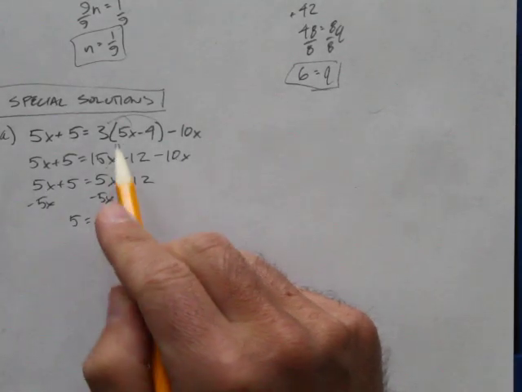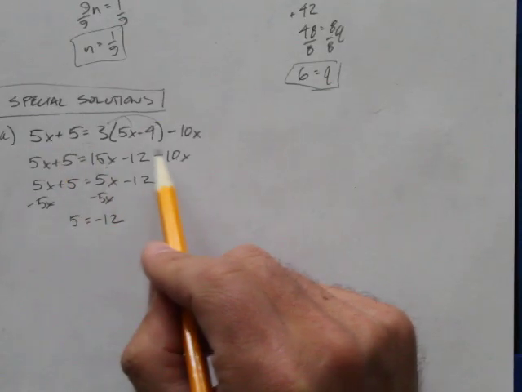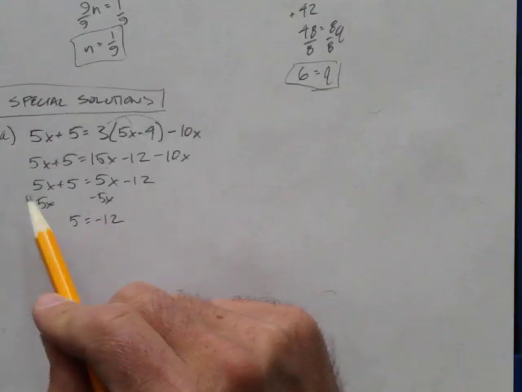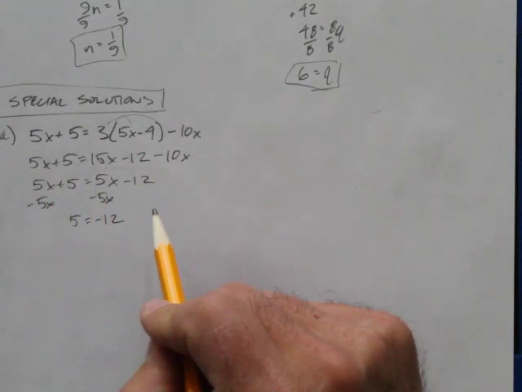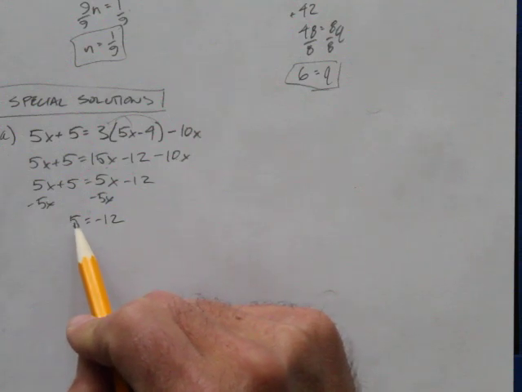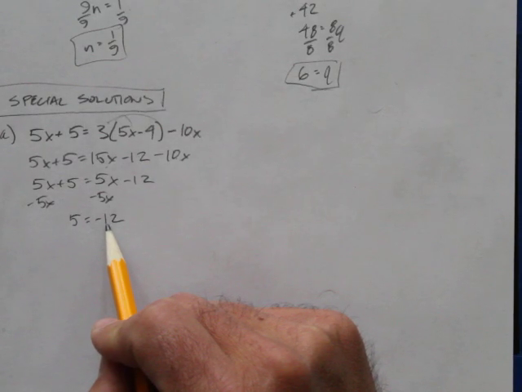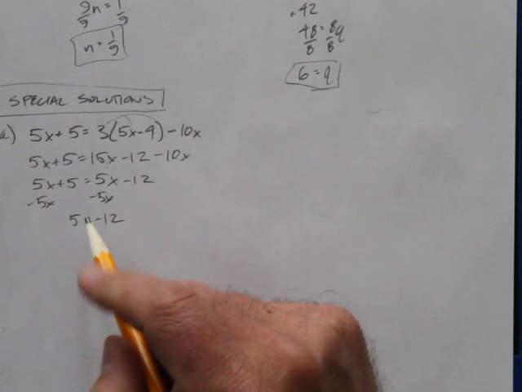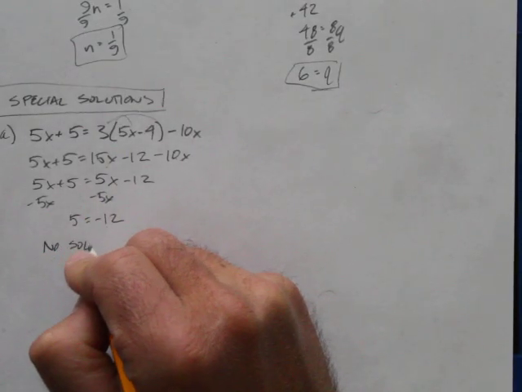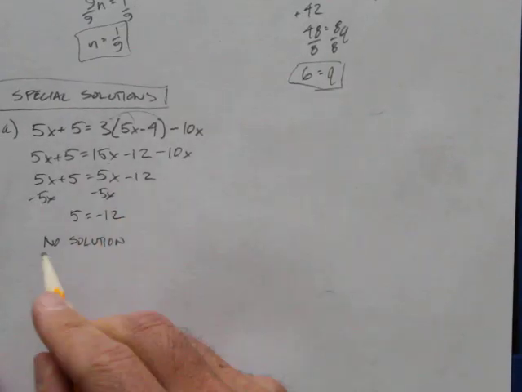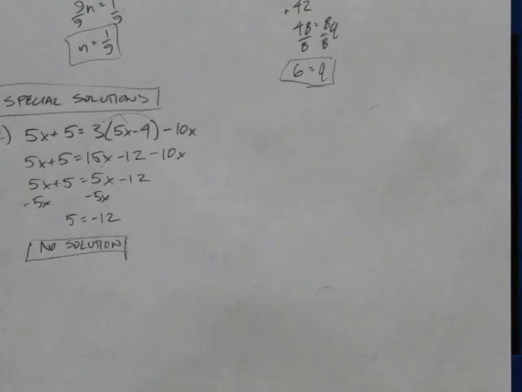When you end up at the end of an equation like this, and you're solving for x, and somehow your x's get eliminated like this, we haven't done anything wrong, but we still end up with a number equals a different number. So does 5 equal -12? No, 5 does not equal -12. And so what we have here is no solution. Okay, no solution.